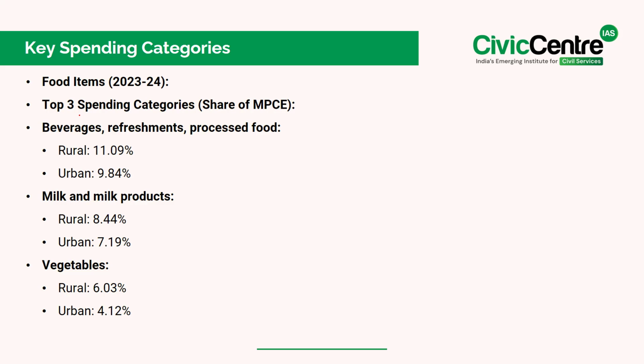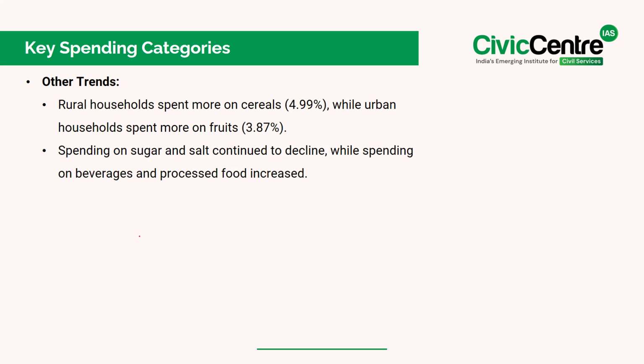Firstly, the key spending category, the food items for 2023-24, where the top three spending categories are beverages, refreshments, processed food, milk and milk products, and vegetables. And some of the other trends include rural households spent more on cereals, while the urban spent more on fruits. Also, the spending on sugar and salt continued to decline, while spending on beverages and processed food increased.